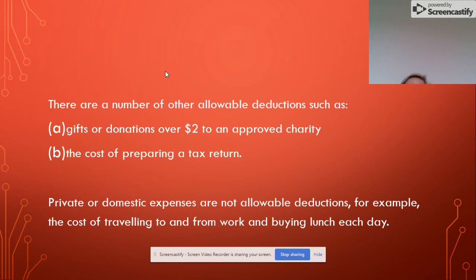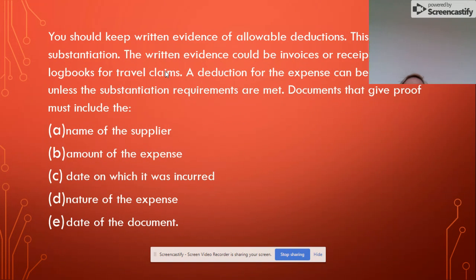There are a number of other allowable deductions, such as gifts or donations over $2 to an approved charity, and then the cost of actually preparing that tax return. You can get your tax back on that. Private or domestic expenses are not allowable deductions. For example, the cost of traveling to and from work and buying lunch. Can't claim for that.